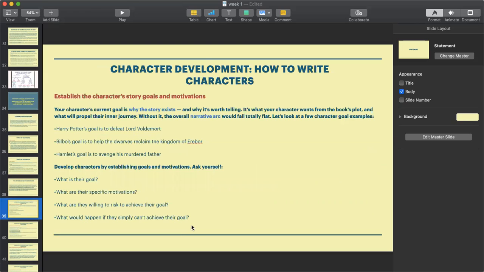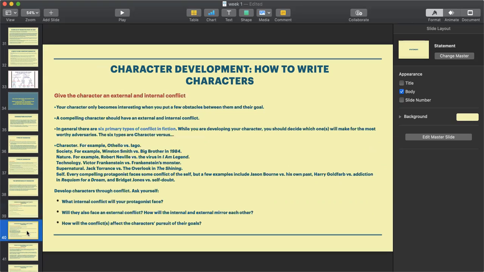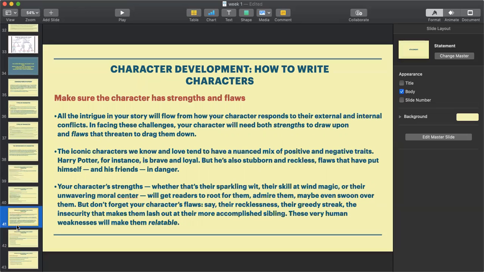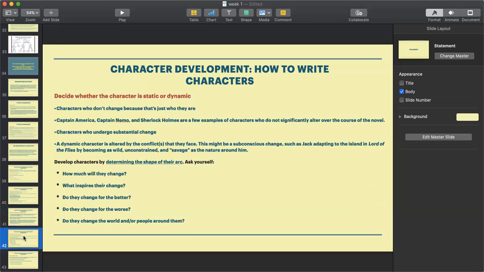Okay, character development, how to write a character: establish the character's goals and motivations, give the character an internal and external conflict, just what we have talked about today. Make sure the character has strengths and flaws which make them believable. If the character has only strengths, no negative things, we do not see anyone around us like that, right? So when the character has strengths and flaws, it makes us believe in that character.